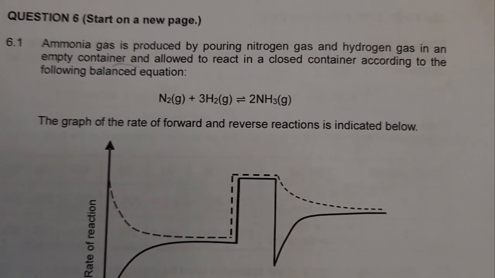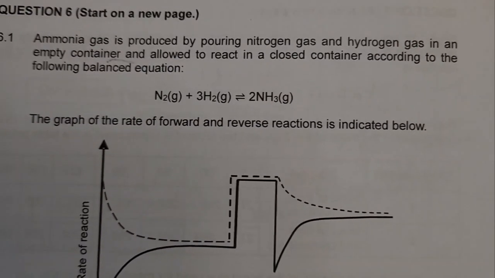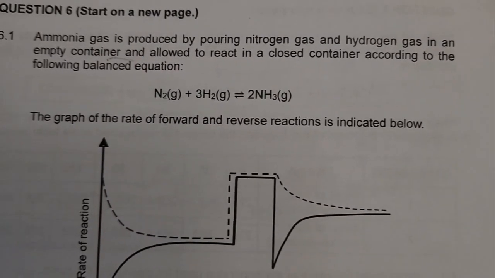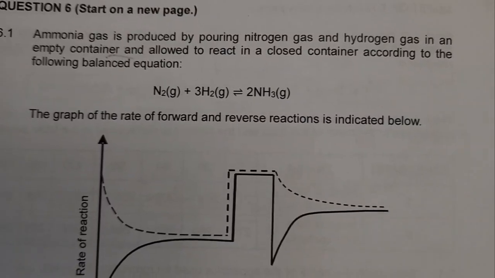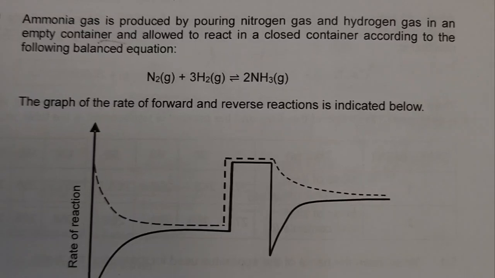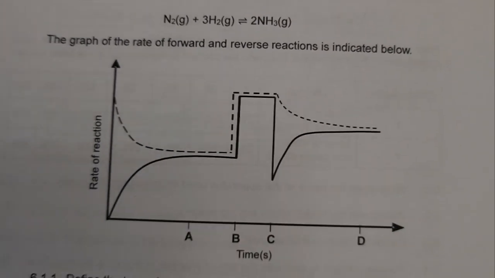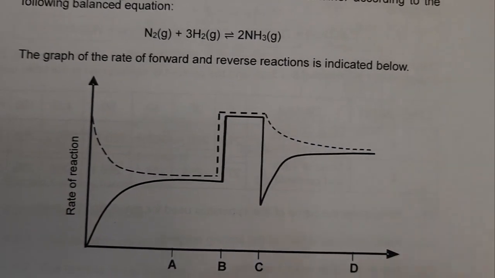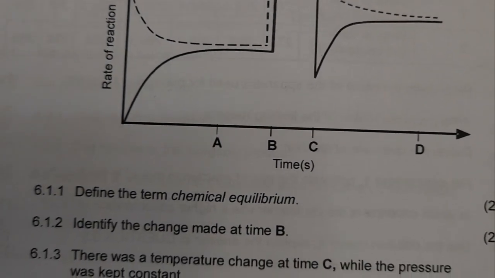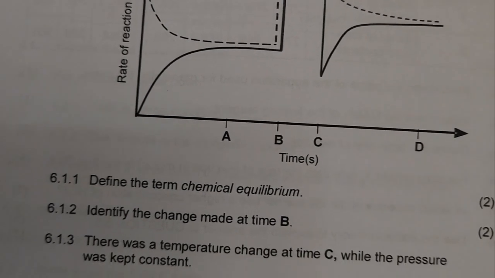Ammonia is produced by pouring nitrogen gas and hydrogen gas in an empty container and allowed to react in a closed container according to the following balanced equation. The graph of the rate of forward and reverse reactions is indicated below. I think the missing part is just to show that the dotted line is forward and the solid one is reverse. But we see that. Okay, anyway, the first question, that is 6.1.1, normally a definition.